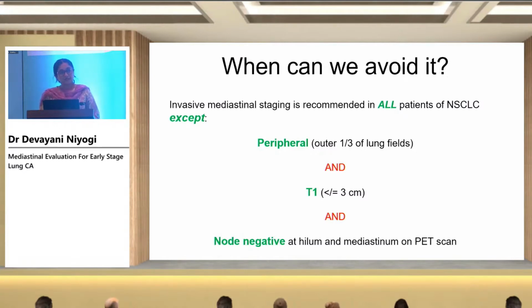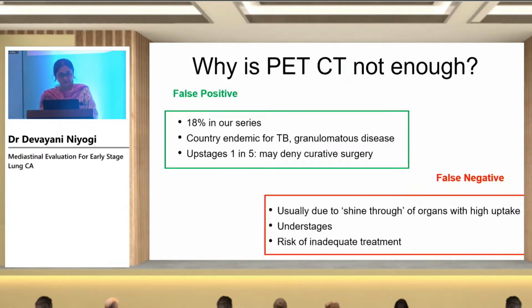So mediastinal staging in lung cancer is actually a rule. The only exception is peripheral lung tumors, which are in the outer 1/3 of the lung fields, and T1 tumors, that is tumors less than 3 centimeters in size, and node negative at the hilum and mediastinum on the PET scan. So your tumor has to fulfill all these three criteria for us to safely say that no invasive mediastinal staging is required in this case.